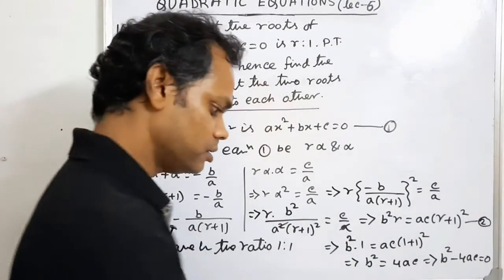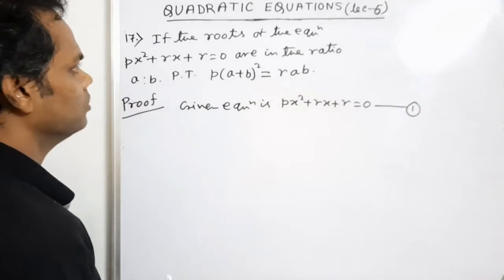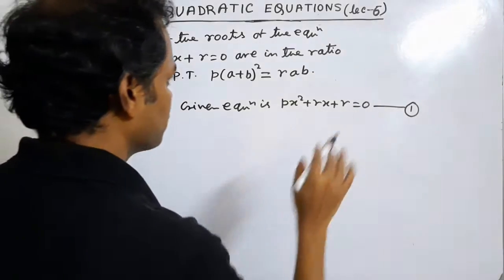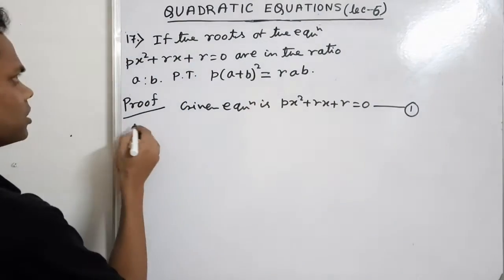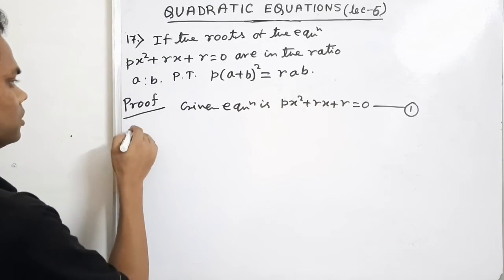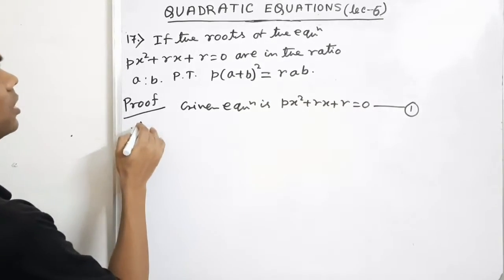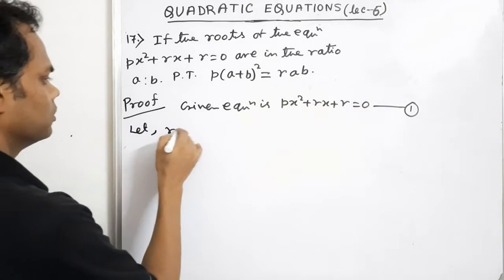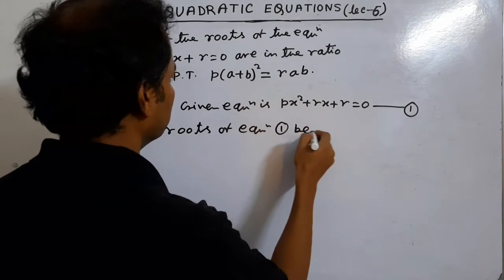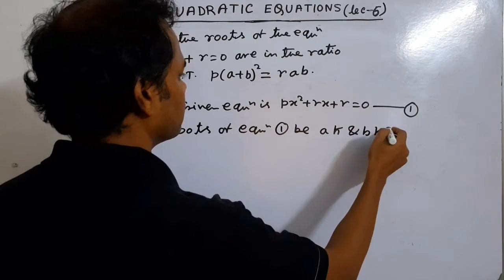Okay, the next sum is: the roots of the equation px square plus rx plus r equals 0 are in the ratio a is to b. Prove that p into a plus b whole square equals rab. Given equation is this one. You can pause this video and try this sum, then check whether your process is right or wrong. Then, let the roots of equation 1 be ak and bk.